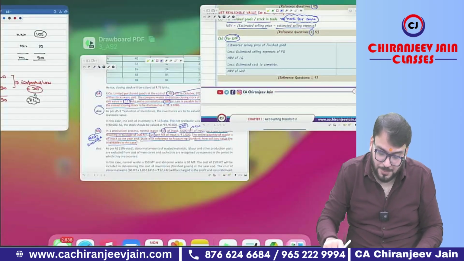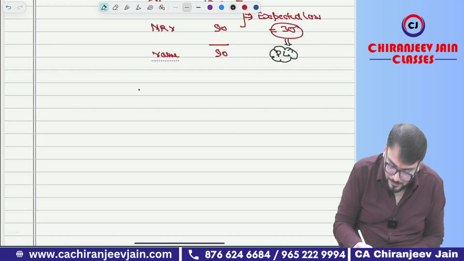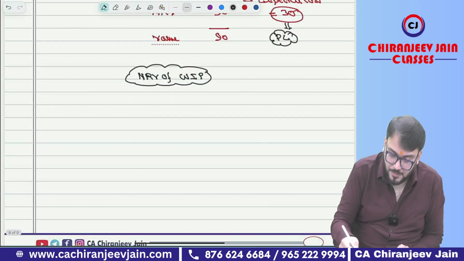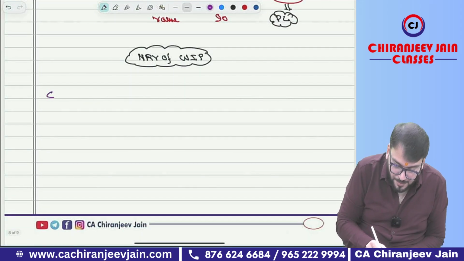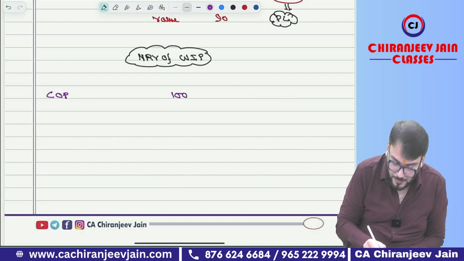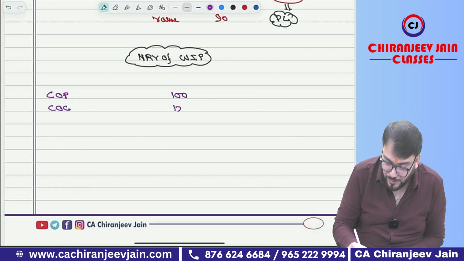Let me take one example. Just try to understand whatever I am saying. Right now we are discussing NRV of WIP. For example, cost of purchase, COP, is 100. And cost of conversion, COC, is 125. So total becomes 225.